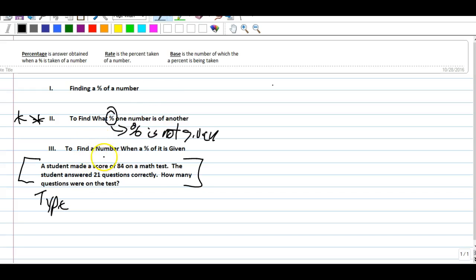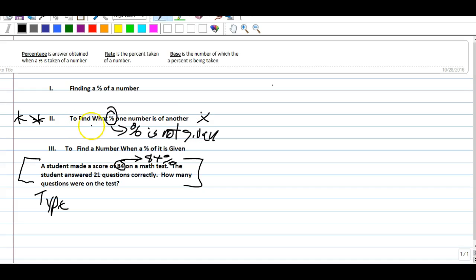Or am I finding a number when a percent of it is given? Now, when you first examine this problem, you might be tempted to say that it's this type of problem because you do not see a percent. But on further inspection, you are given a percent. A student scored 84. That means they got 84% of the questions correct. That is what a grade really represents. It represents the percent of the problems that you answered correctly. So here we do have a percent. Percent is given. It's 84. So we can rule out this type of problem here.